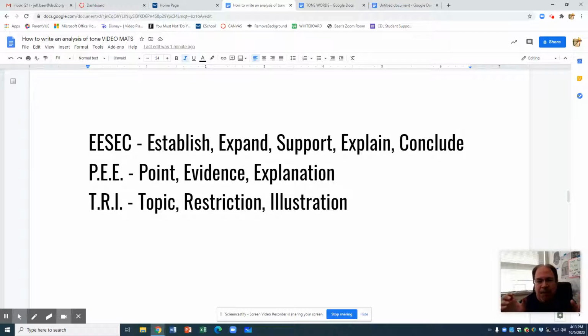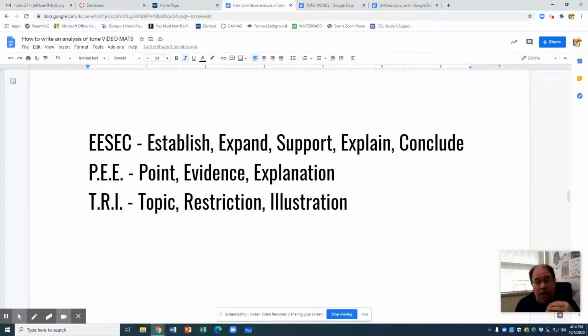They just don't bother to do the expand and conclude pieces because it's more of a stylistic choice to do those extra things. We just think it's a good idea to connect your ideas together a little bit more coherently. But Point Evidence Explanation has been used for decades all over the country, all over the world, really. It's the standard expository paragraph model. So we just decided to add a little bit more detail to it.